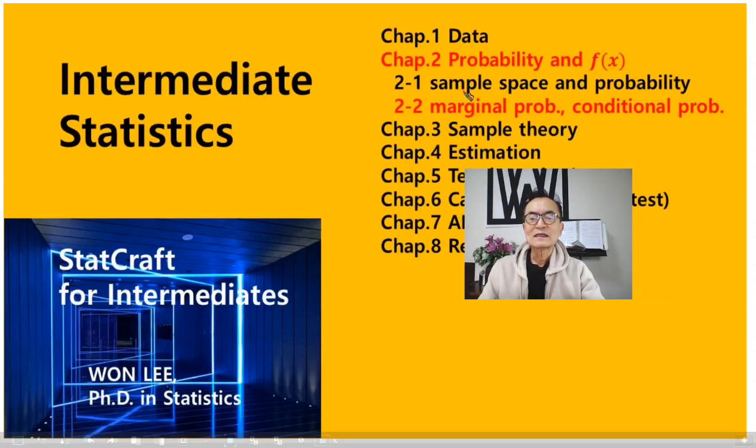Chapter 2, second lecture: marginal probability and conditional probability. I introduced sample space and probability on sample space. I also introduced joint probability, which is defined over a sample space of, say, two experiments at the same time, because we encounter multiple-experiment problems. That's why I introduced the joint probability of two outcomes. Today, marginal probability and conditional probability are subsequent concepts of joint probability. Let's go.